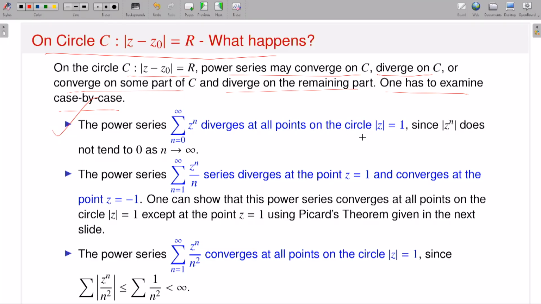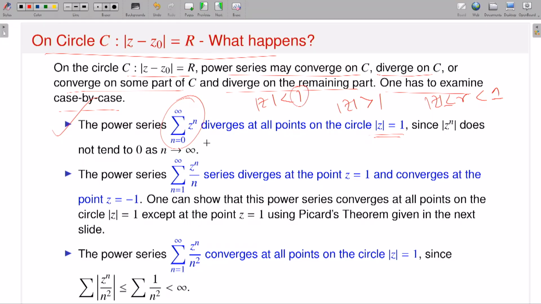Now it diverges at all points on the circle mod z is equal to 1. If you remember, when I dealt with this kind of series of functions, I said that when mod z is less than 1, it converges absolutely, or it converges pointwise, and when mod z is greater than 1, it diverges. And for mod z less than or equal to r, strictly less than 1, it converges uniformly. So 1 is the radius of convergence. Well, you can ask what the radius of convergence is.